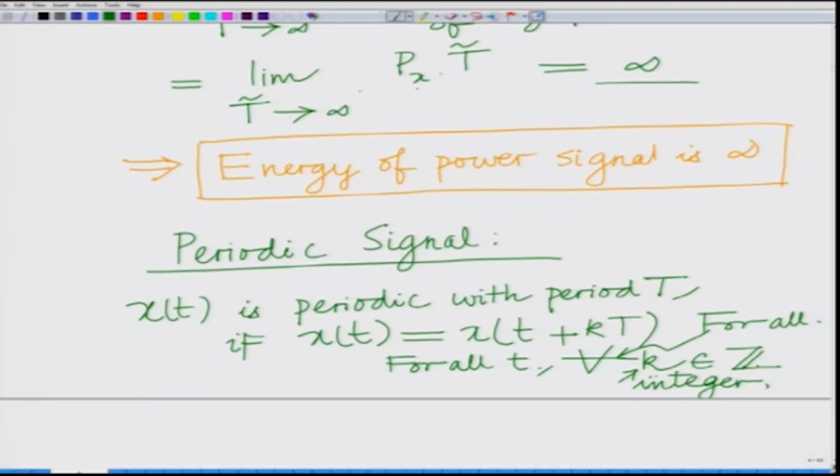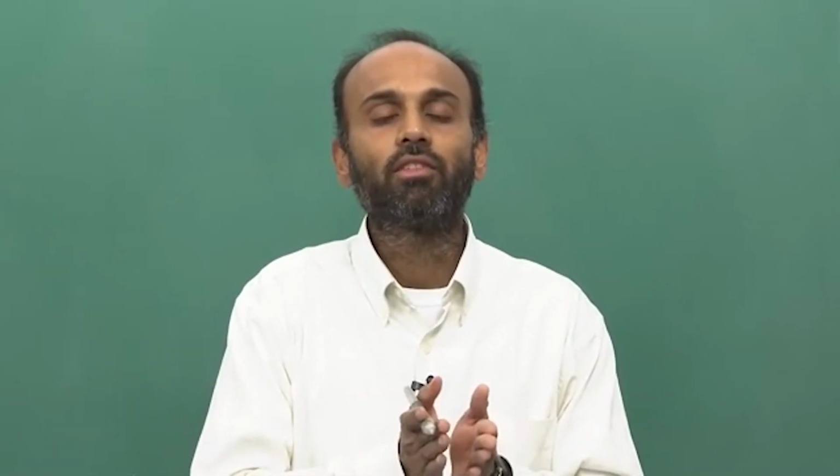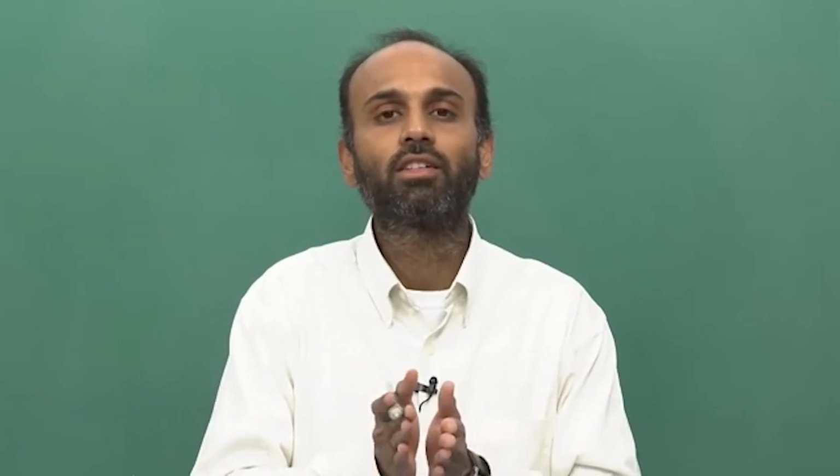That is, we call x(t) a periodic signal with period capital T if x(t) is equal to x(t plus k times capital T), where capital T is the period, for all times small t and for all integers k. So, basically it means something very simple: if you consider x(t) at any integer multiple of capital T later, that is t plus k times capital T, then the signal x(t) remains unchanged, that is, x(t) is a periodic signal.